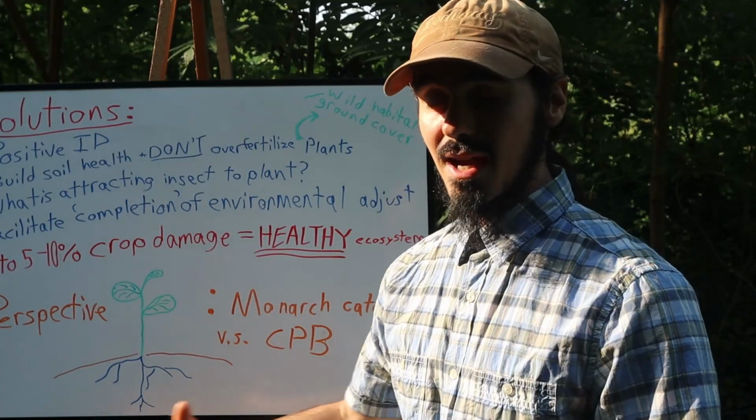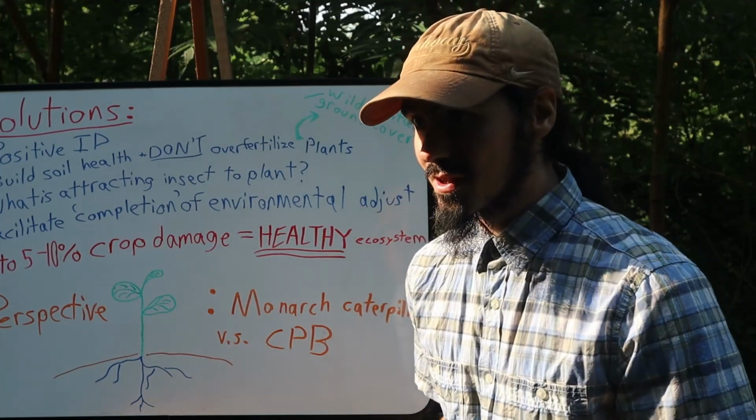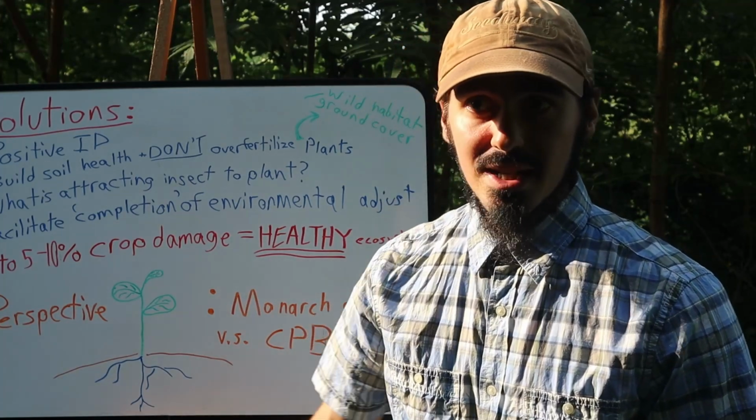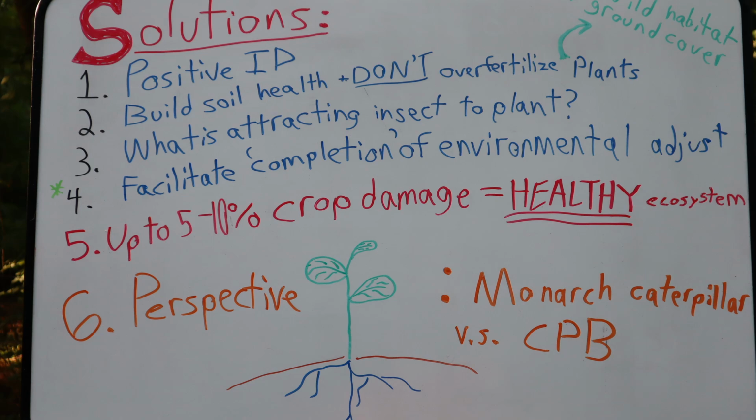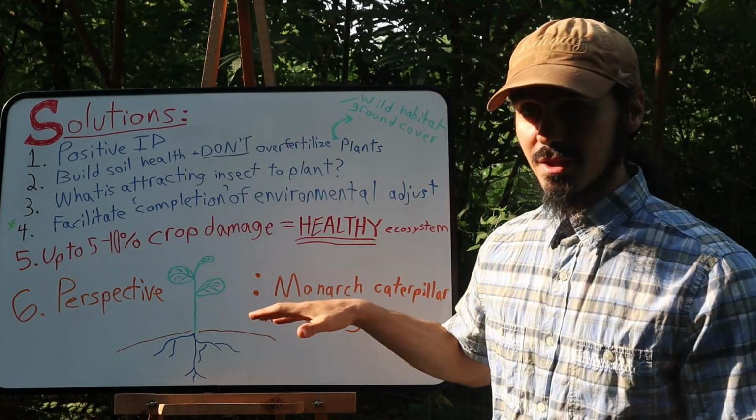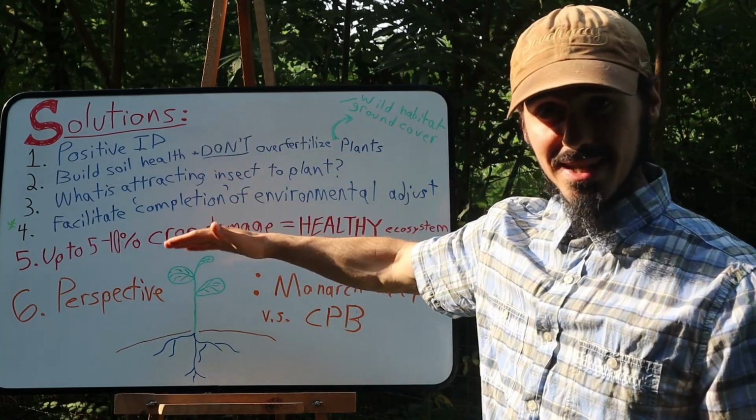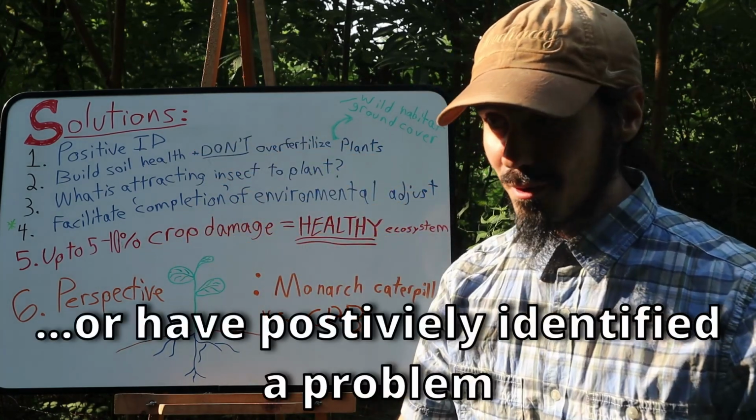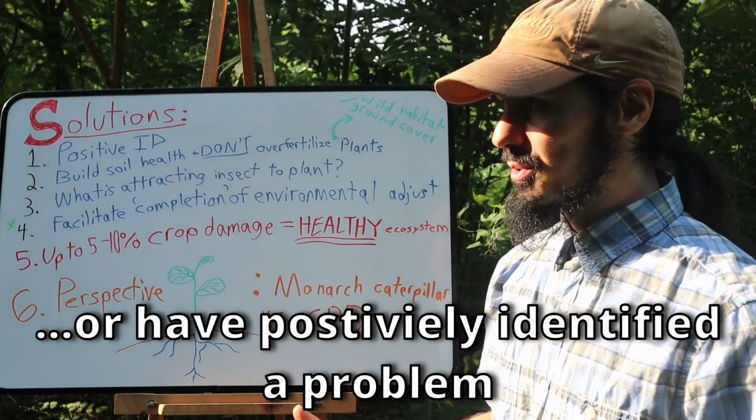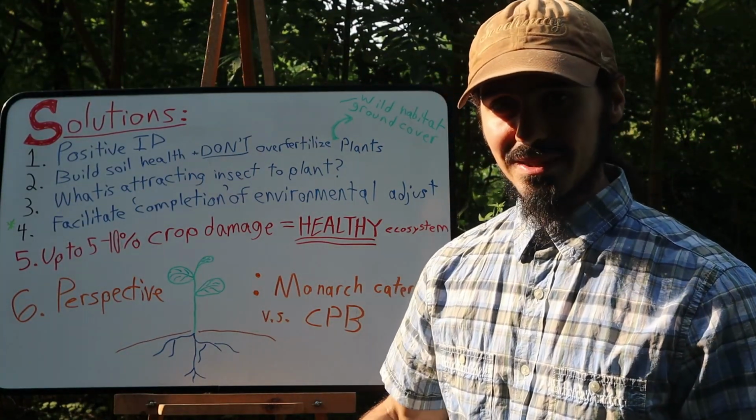Third on the list, we have to ask ourselves, what is attracting this insect to this plant, right? Is this plant an extrafloral nectary? Is this a beneficial insect that is just searching for the chemical signals to help it locate a pest? And then number four, we want to work to facilitate the completion of that environmental adjustment. So if we have worked through those first three steps and we still have a problem, that means that we need to intervene. So ideally, we want to intervene as indirectly as possible.